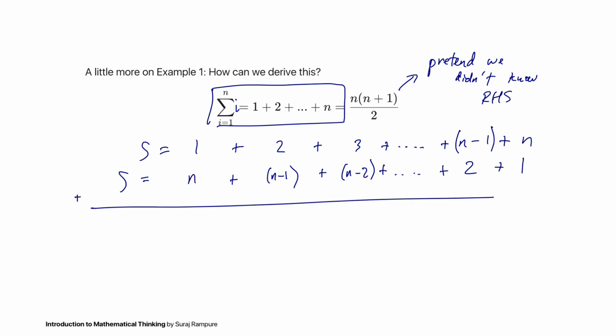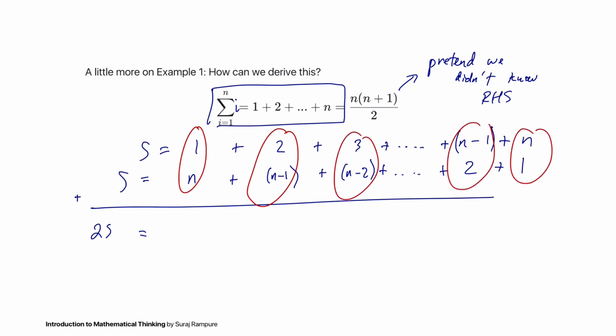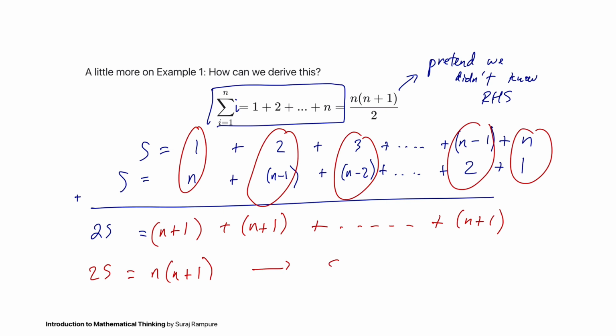Let's add down. On the left-hand side, what do I have? 2s. The right-hand side, notice each of these pairs has the same sum. What is that sum? n plus 1, right? So I have n plus 1 plus n plus 1 plus all the way until plus n plus 1. So how many n plus 1s are there? n, right? Because I have all the way from 1 to n. But that gives us that s is equal to n times n plus 1 over 2.